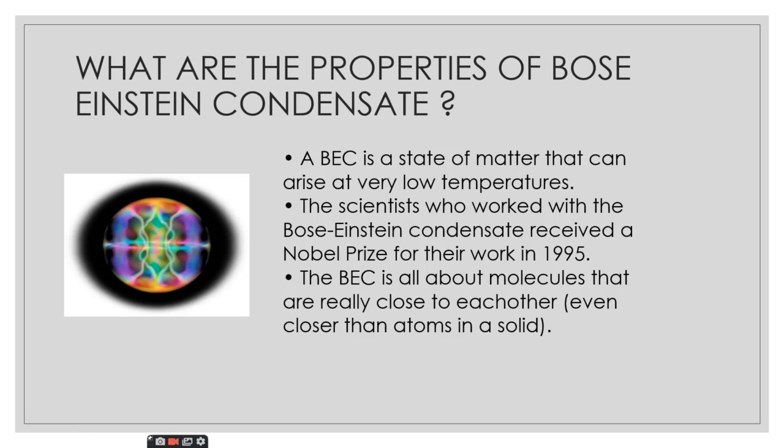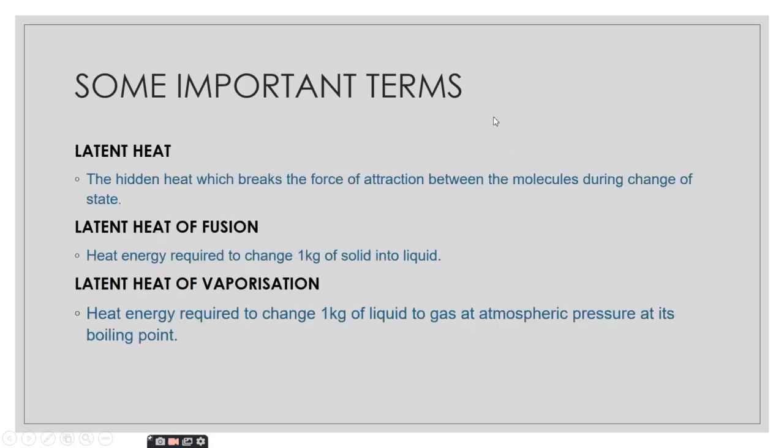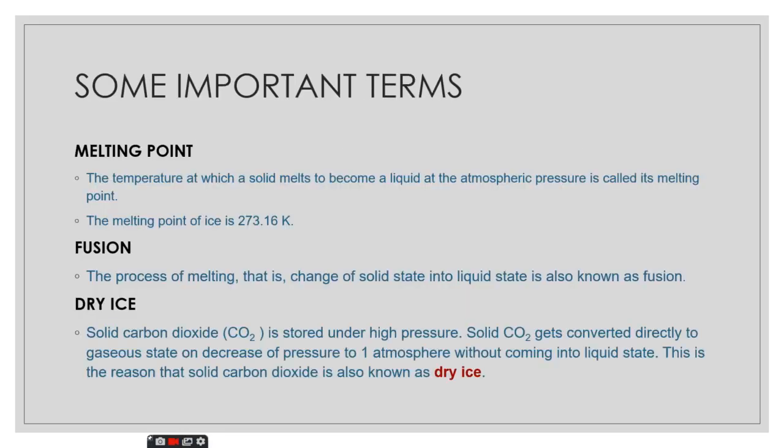Then let's move to Bose-Einstein condensate. This is also non-evaluative, but for our knowledge we can read both of them, plasma and Bose-Einstein condensate. A BEC, that is Bose-Einstein condensate, is a state of matter that can arise at very low temperatures. The scientists who worked with the Bose-Einstein condensate received a Nobel Prize for their work in 1995. The BEC is all about molecules that are really close to each other, even closer than atoms in a solid.